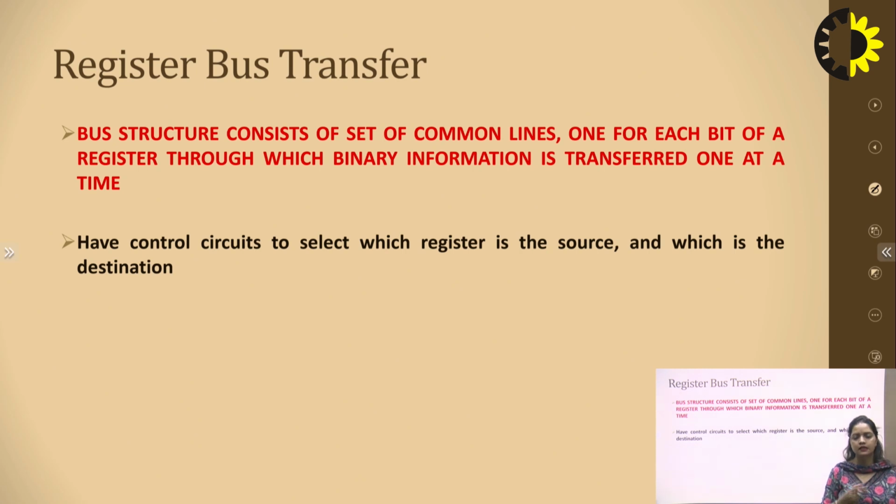Now the next topic is register bus transfer. Now what is the bus transfer? The bus structure consists of a set of common lines, one for each bit of a register, through which the binary information is transferred, one at a time, to the other. Now what is the register bus transfer? Whenever two registers want to communicate with each other, or they have to communicate with the memory or CPU, the communication will not occur directly. In between we have the buses which will carry the data, carry the information, and that is made possible with the help of the register bus transfer scheme.